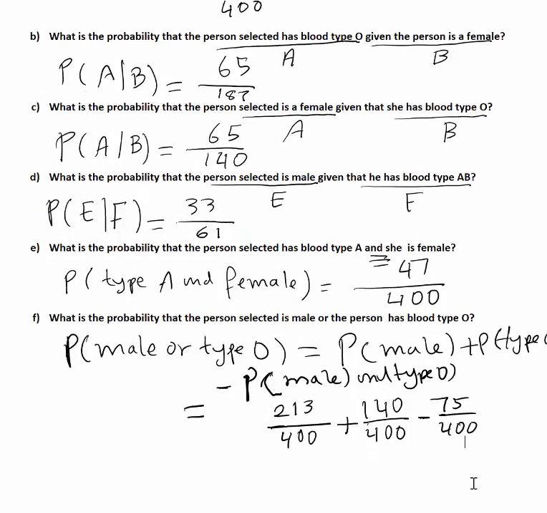And the final answer will be 213 plus 140, which is 353, minus 75. So that will be 278 divided by 400. That concludes the question.